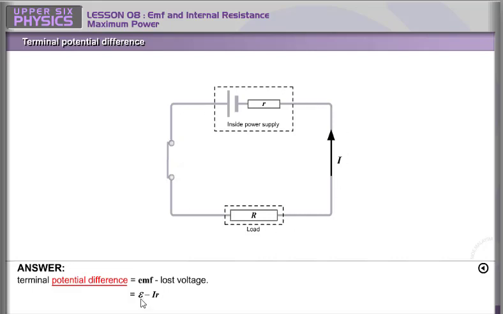All right. So usually in books they use V equals epsilon minus IR.